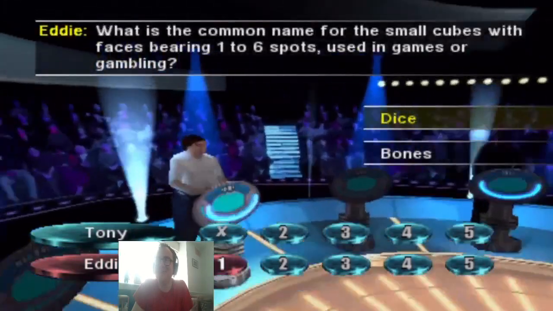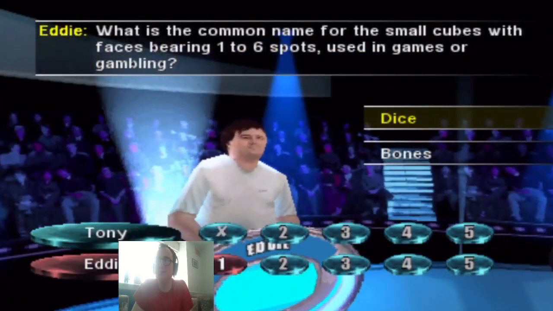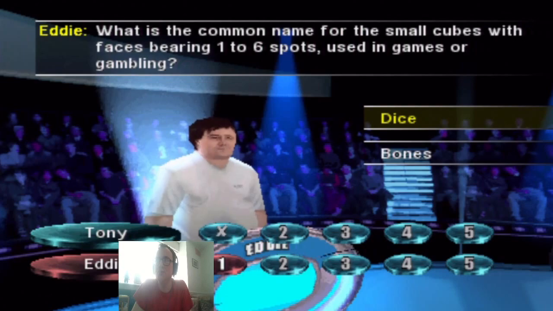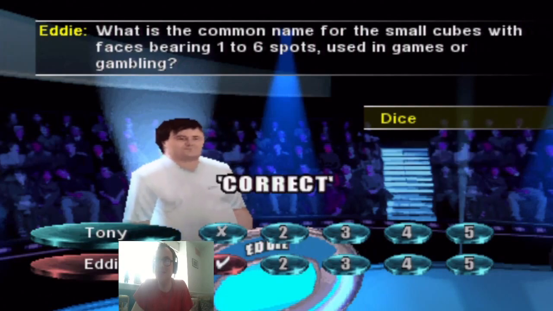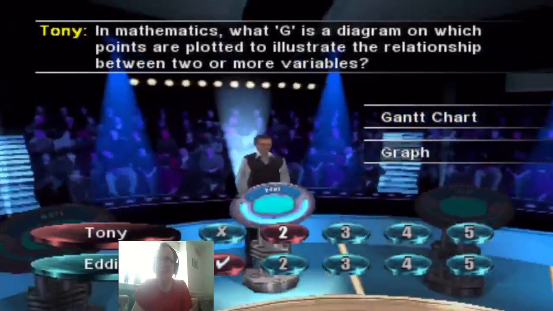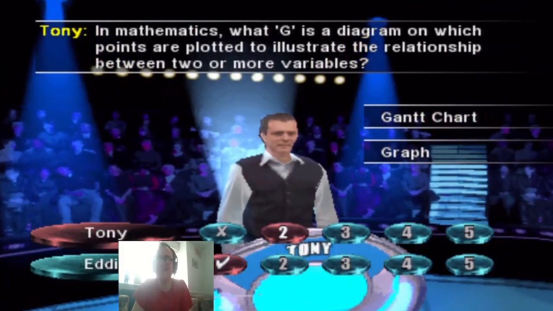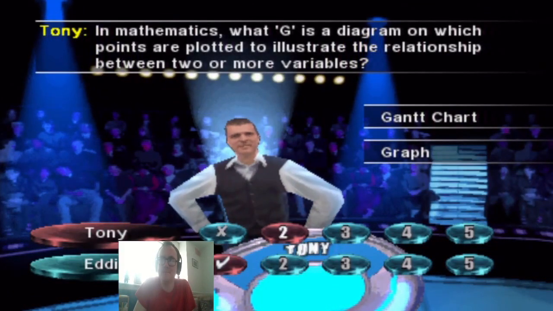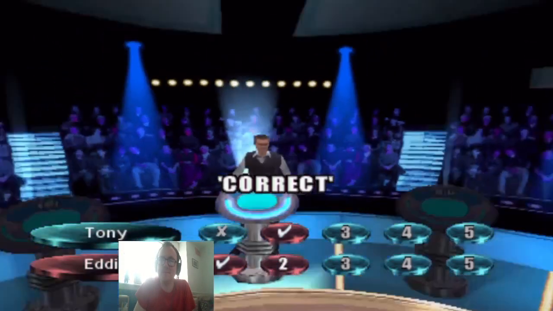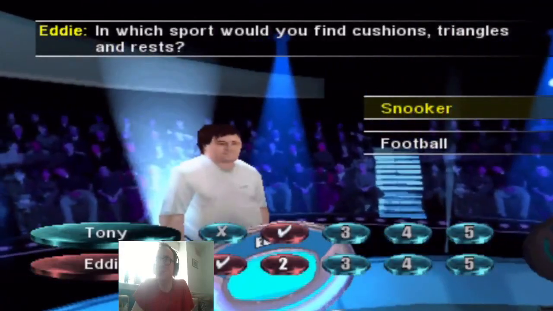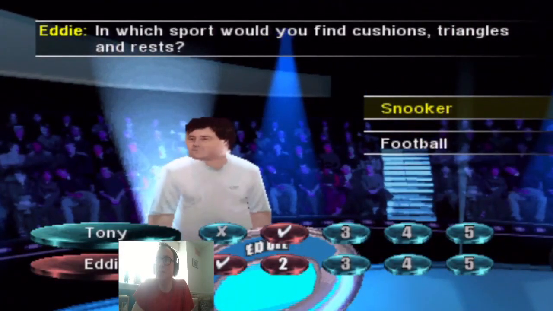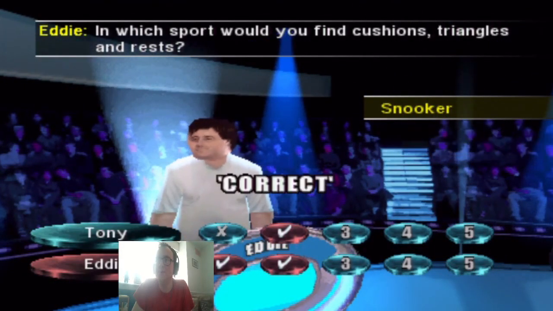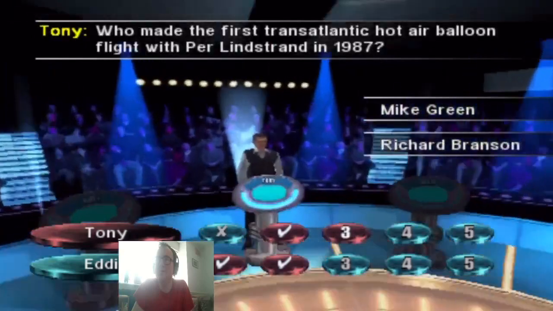Eddie, good decision. What is the common name for the small cubes with faces bearing one to six spots used in games or gambling? That's dice. Dice or bones? Of course, correct. It's dice. Why would it be bones, Tony? Which one of these is right? It's the bottom one. Correct. Eddie, in sport, which sport would you find cushions, triangles, and rests? That would be snooker, correct. Not football.